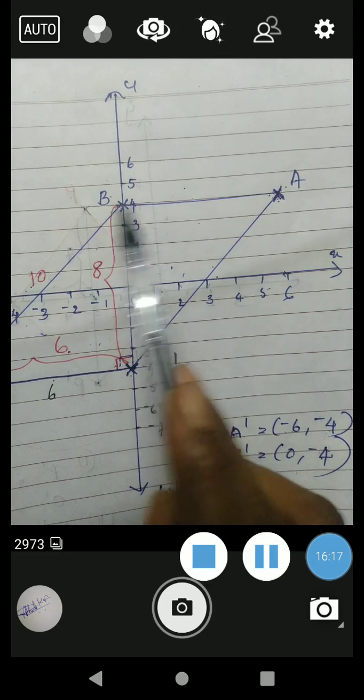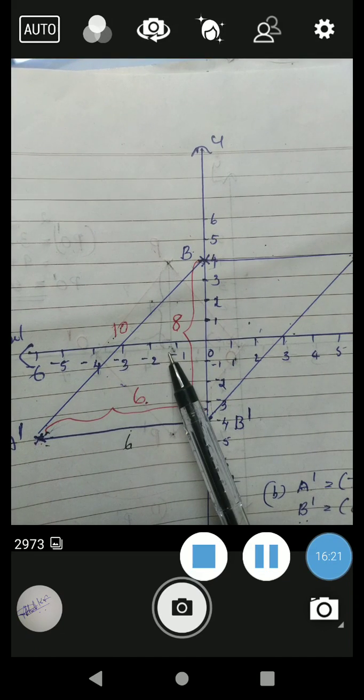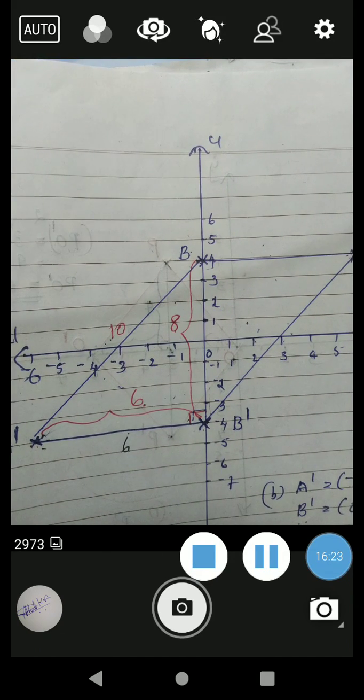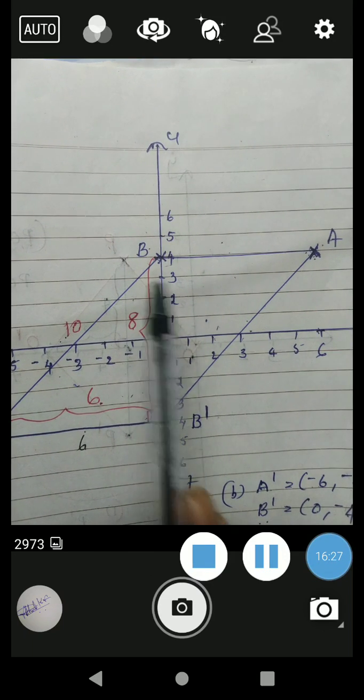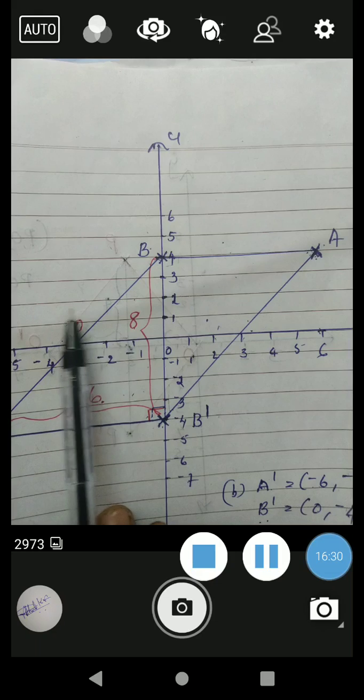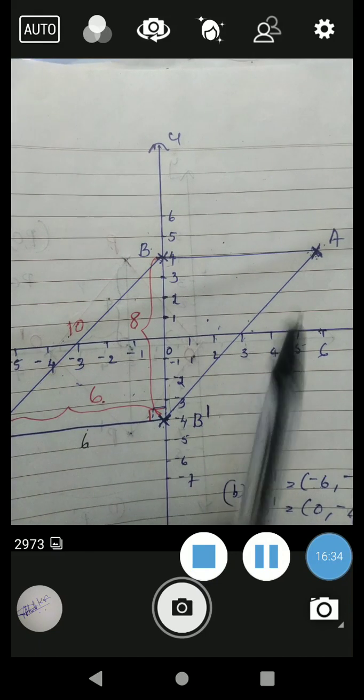You just join all these points and you can see a figure here. What is the figure? It is very clear. It is a parallelogram. And find the perimeter. Like the previous question, you can find the perimeter of this figure. Okay.